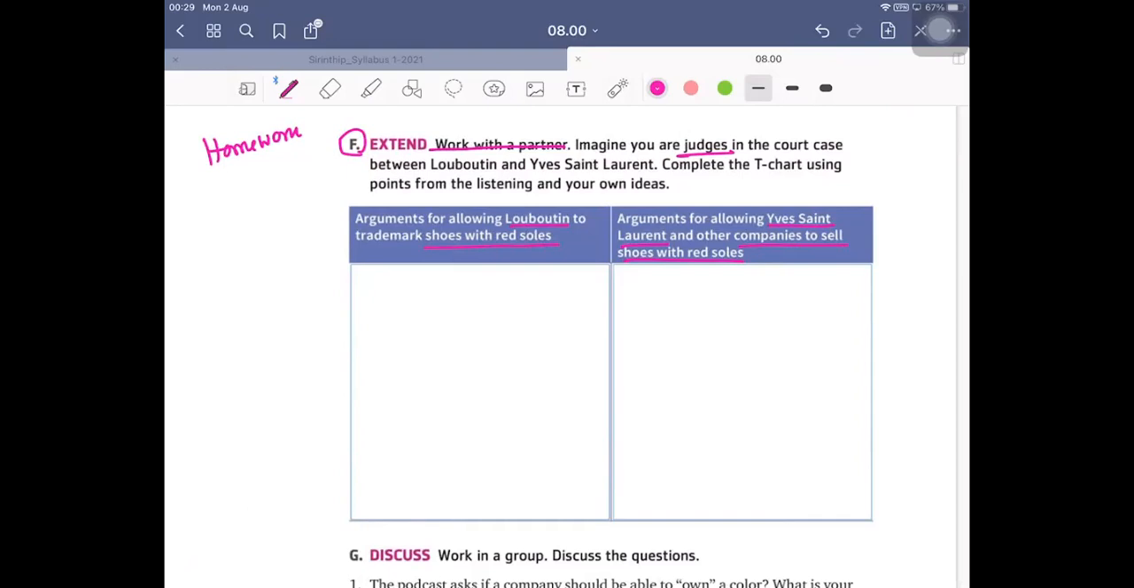Or what about the other side? If Saint Laurent and other brands want to sell shoes with red soles too, can they do it? Yes, no, why? Or what do you think?